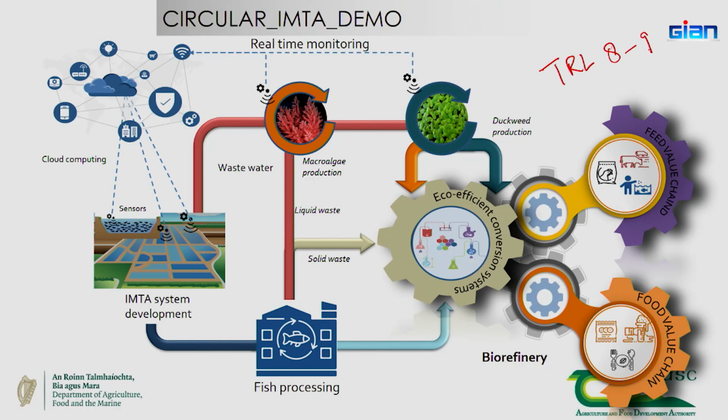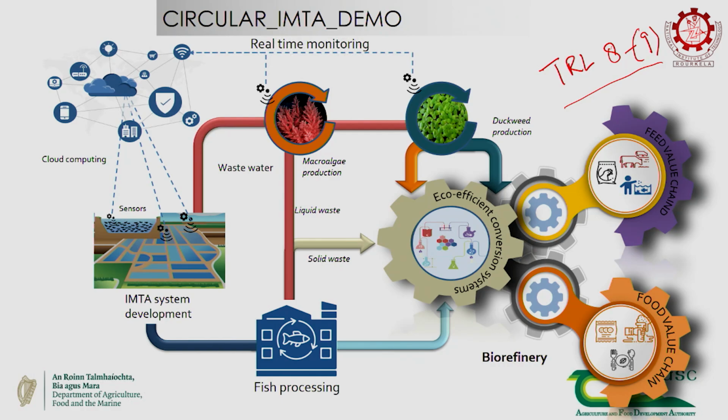That means when we talk about different technology, you get an idea. TRL 1 is the first stage of development of technology. You prove a concept, 2, 3, 4, 5, 6 to 9. 9 is implementation in a real-life scenario.